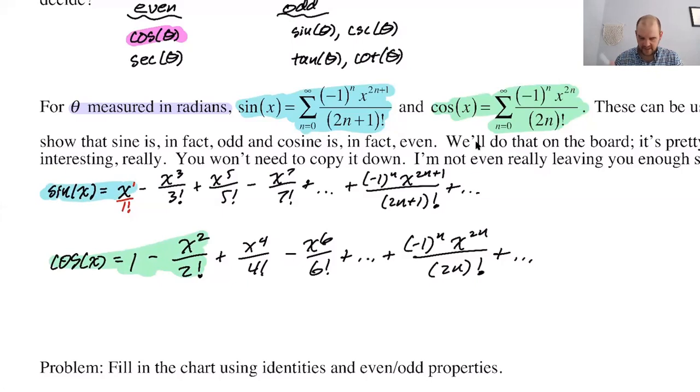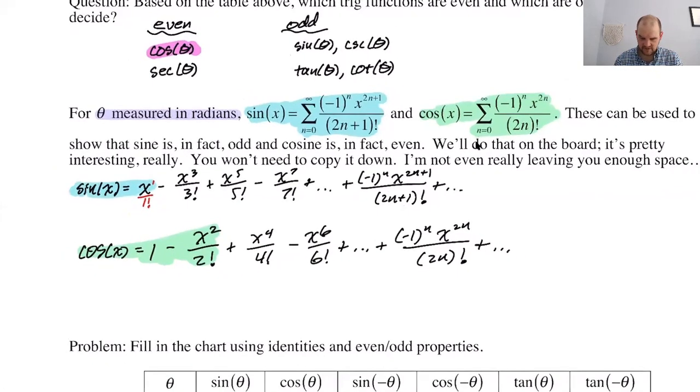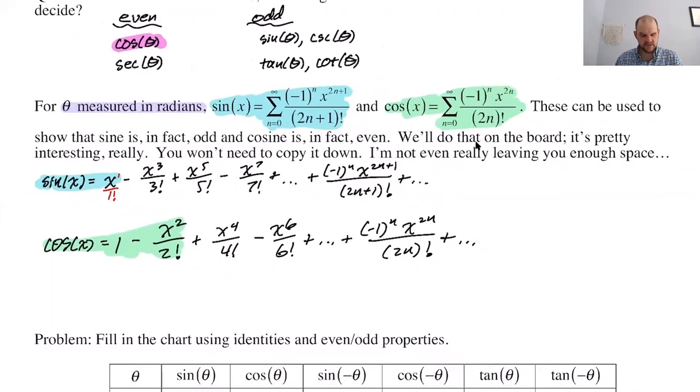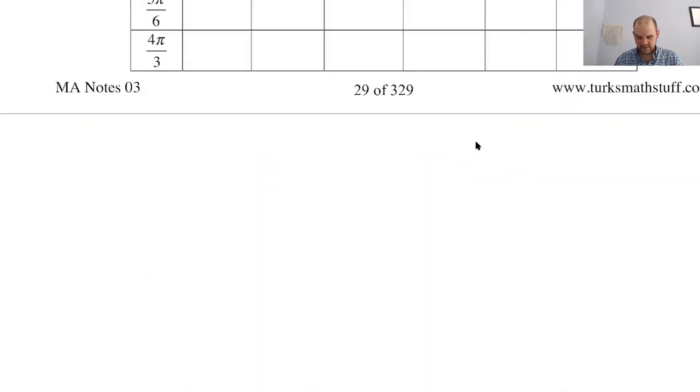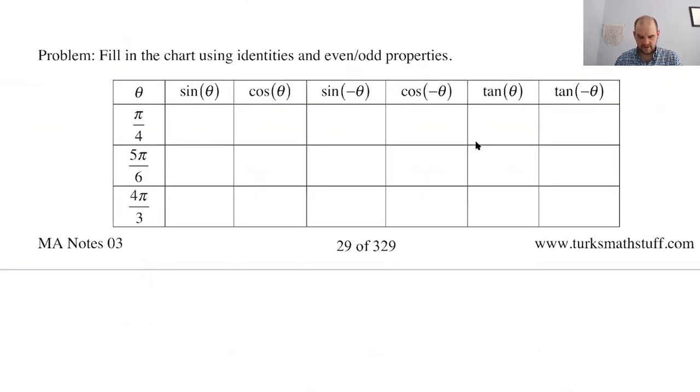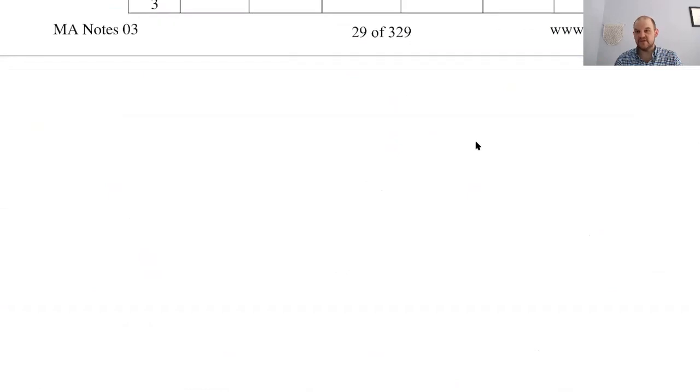So what I want to do, I actually added an extra page here so I could do this. I'm going to use these series to prove that sine is odd and that cosine is even. So on this next page here, let's fill this in.